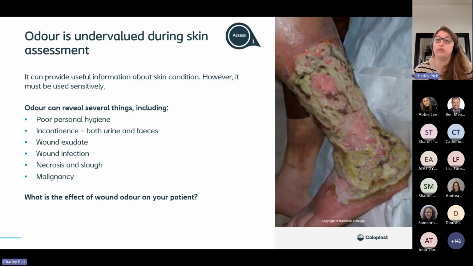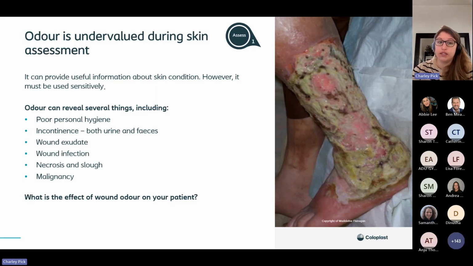So we had a patient that we looked after, bilateral leg ulcers, and every time this patient came to see us, the bandages were soaking wet with urine. Now, we spent months with this patient trying to highlight the issues with incontinence and how we could help, but this patient just wasn't accepting that it was actually urine that was soaking his bandages.